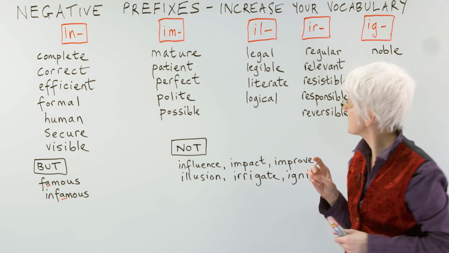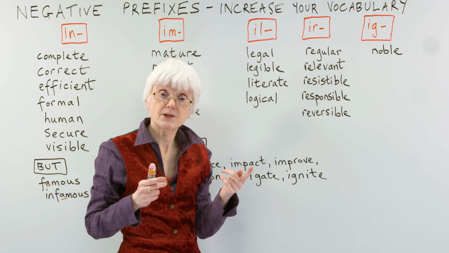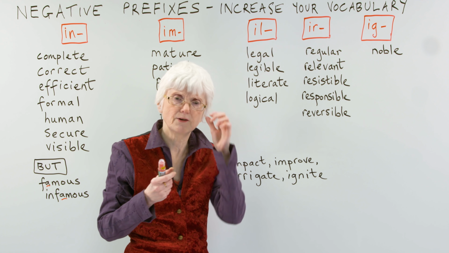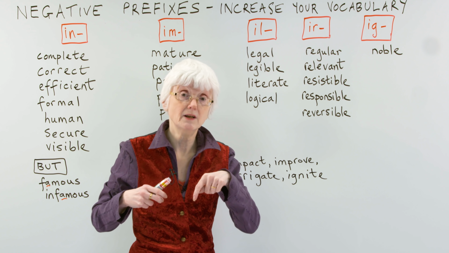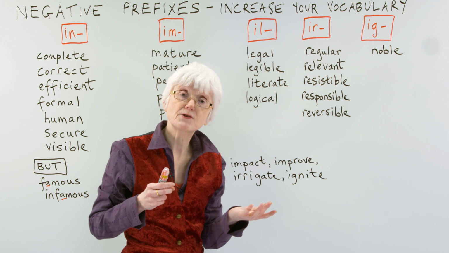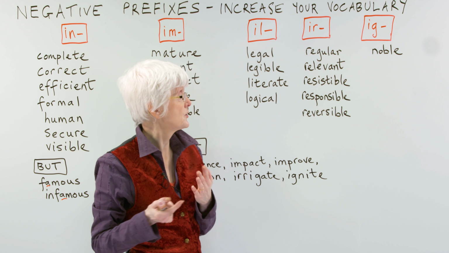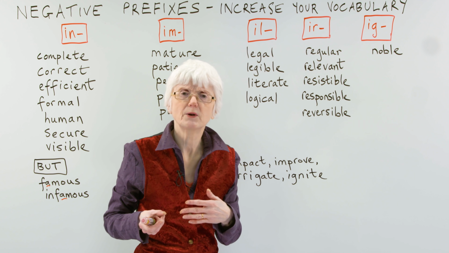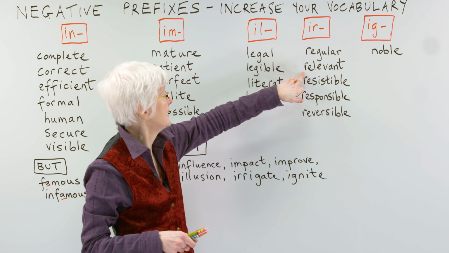Relevant. If something is relevant, it belongs with, if somebody's arguing and they say something and it is relevant to the discussion, then it's part of that subject. But if someone says something that has nothing to do with that subject, you can say, well, that's irrelevant. That's got nothing to do with what we're talking about. It's irrelevant. Okay.